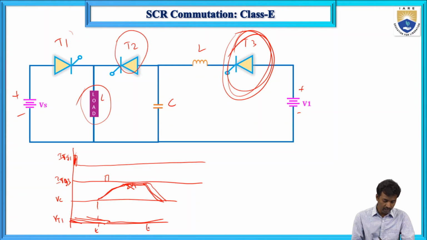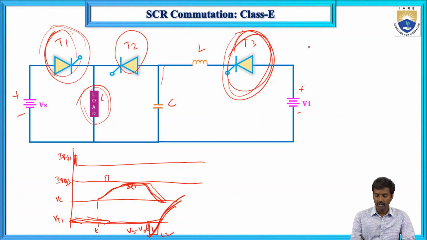Next, at T2, to turn off this, the capacitor discharges, and this voltage is applied across this one, and T1 should be turned off. T1 should be turned off means here Vs minus V0, so this is T2. So now we are applying Vs minus 2V1 to the T1. So now the reverse potential we are applying to this one.